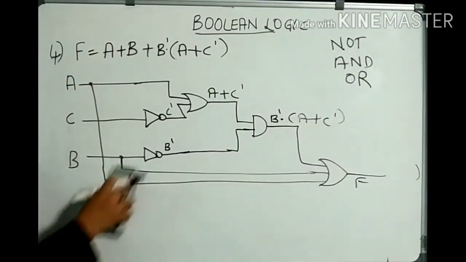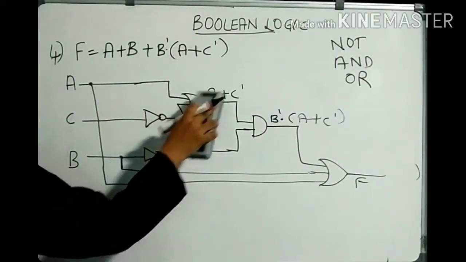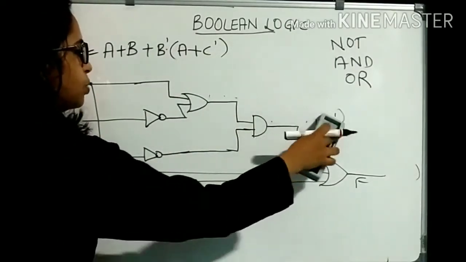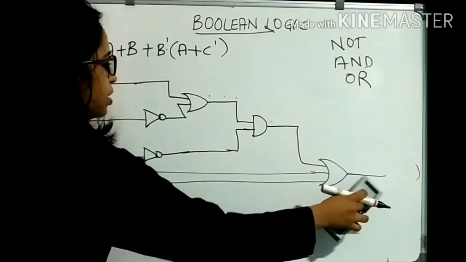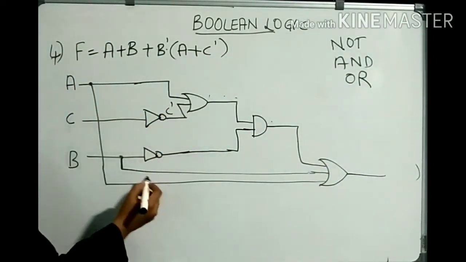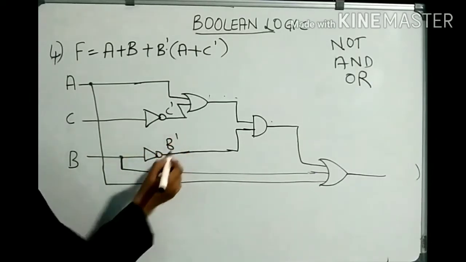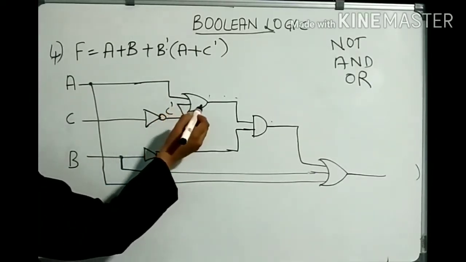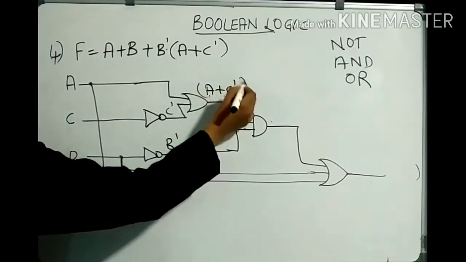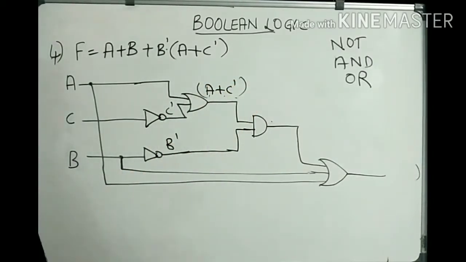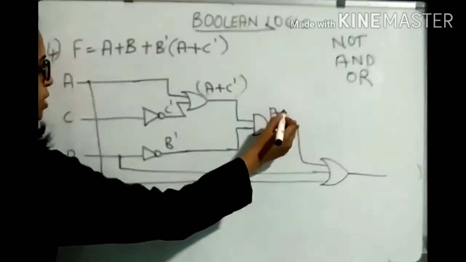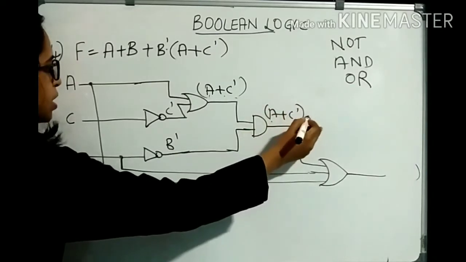Now let us cross check whether we are correct or not. This is C bar, because from NOT we will get C bar. Then from here we will get B dash. Then what is being ORed? A and C dash, so A plus C dash. This is a single thing. Then what's happening here? AND. What is being ANDed? A plus C dash and B dash.